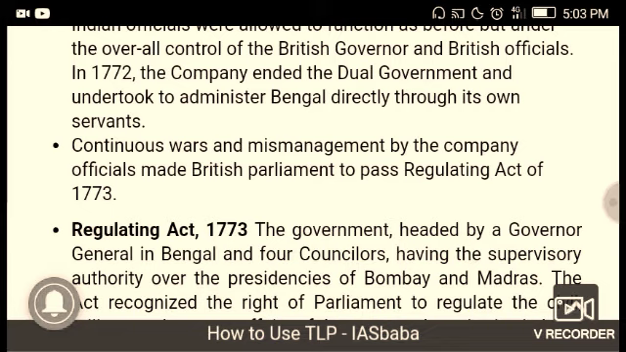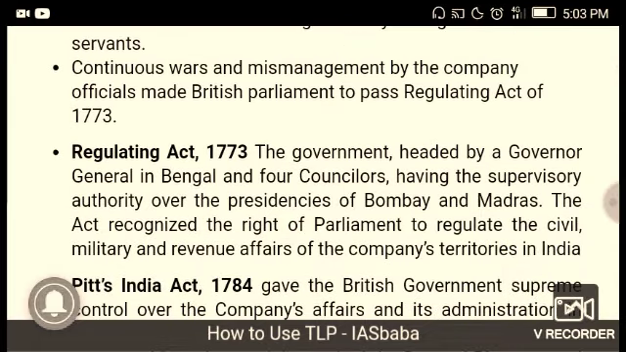Continuous malpractice and mismanagement by the company officials made the British Parliament pass the Regulating Act of 1773. Regulating Act of 1773: the government was headed by a Governor General in Bengal and four councillors, having supervisory authority over the presidencies of Bombay and Madras.